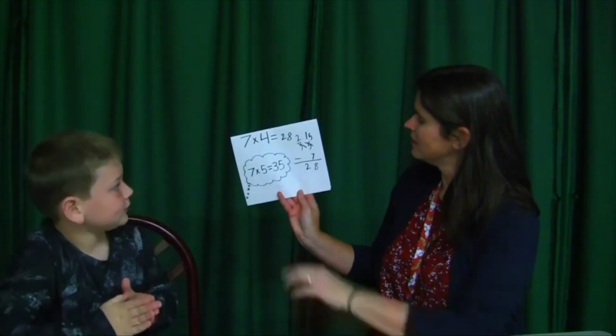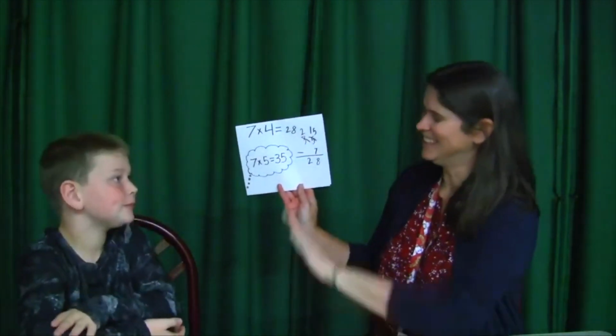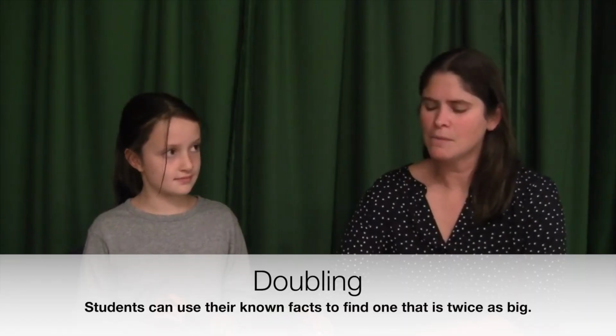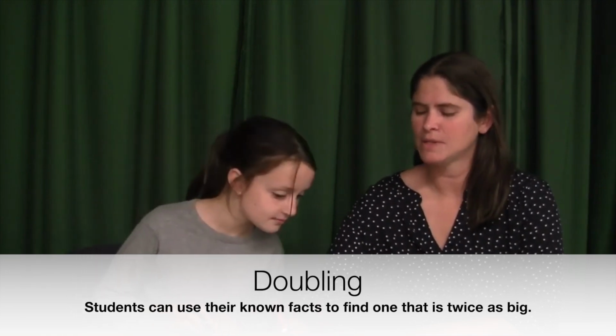Can you put the answer in for me? Alright. Beautiful. So you started with 35. You took away one group of 7 and you got 28. Yep. Nice job.